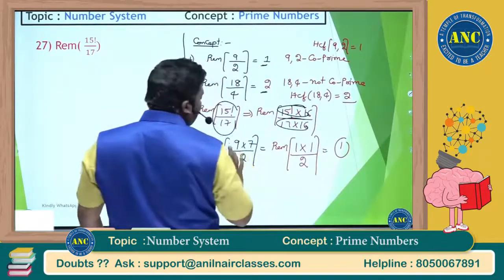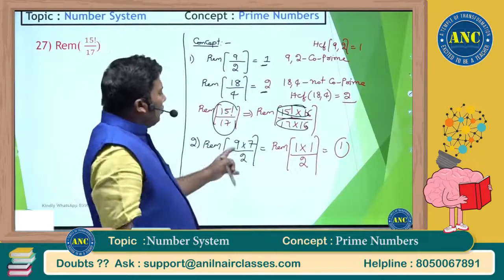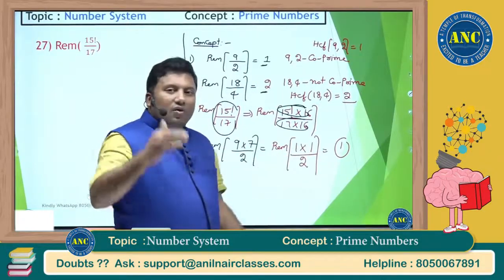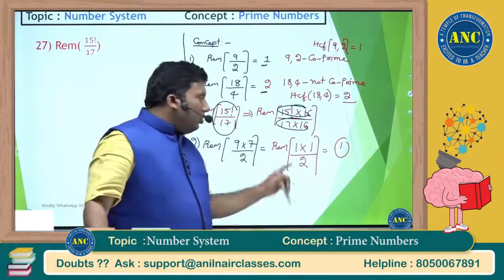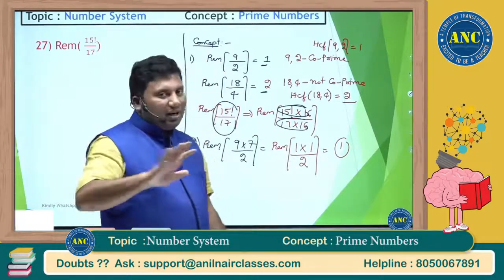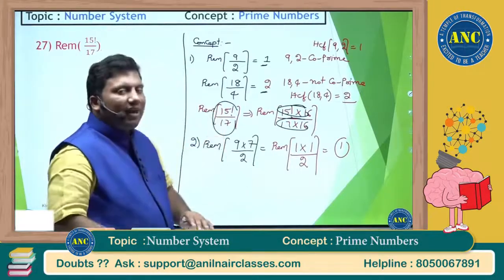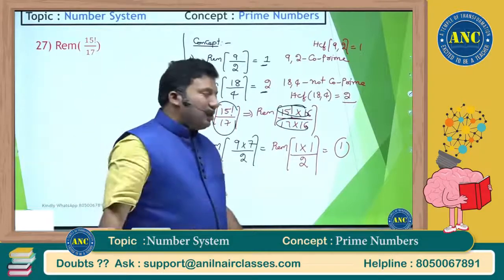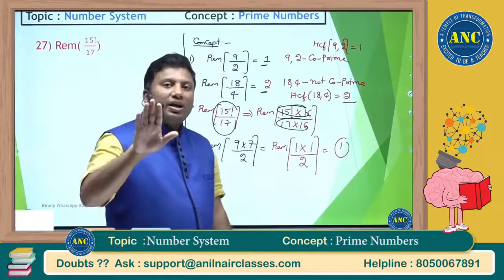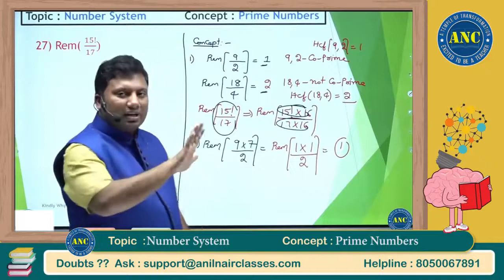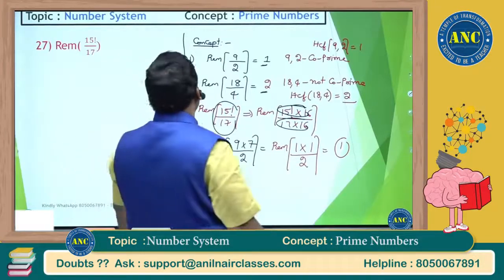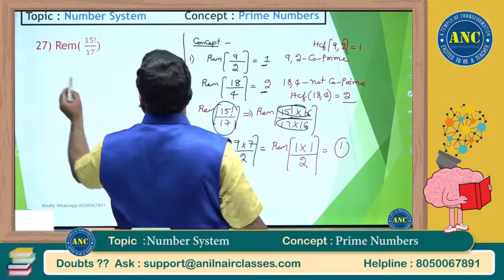2 fours are 8, remainder 1. 2 threes are 6, remainder 1. 1 divided by 2: the numerator is less than the denominator. Even if you further divide by 2, the answer will not change. As long as the numerator value is less than the denominator, the remainder does not change. Now see this.